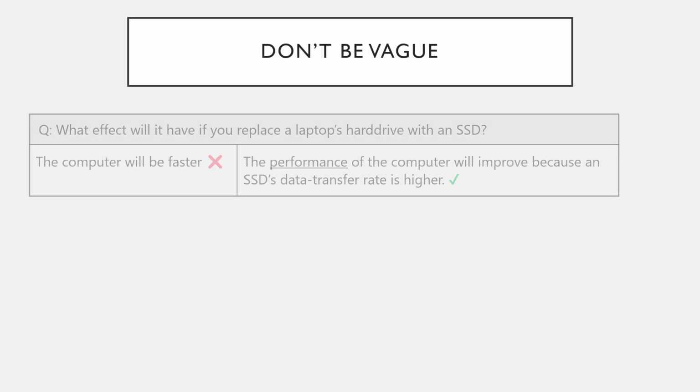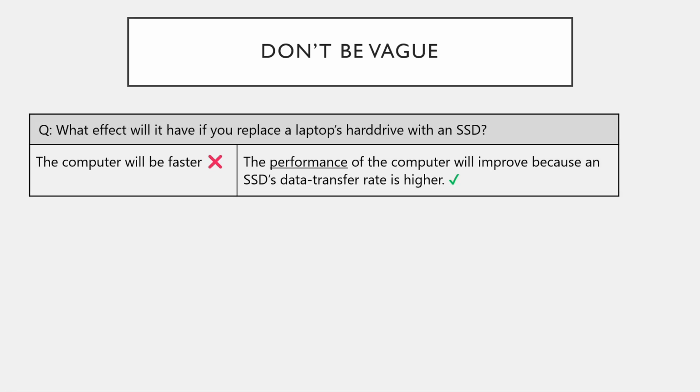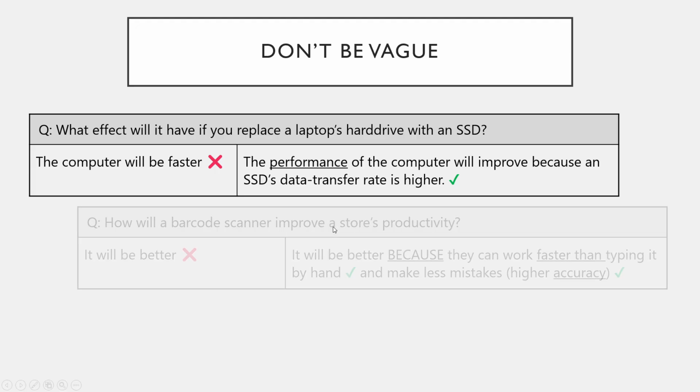Don't be vague. So here's a question. What effect will it have if you replace a laptop's hard drive with an SSD? Do you see how this keeps coming up? Right? We can't just say, well, the computer will be faster. No, the performance of the computer will improve because an SSD's data transfer rate is higher, or the speed at which data is transferred with an SSD as opposed to a normal hard drive is higher, or it's faster. Right? Have I backed up what I'm saying? Yes. So that's how you end up getting the mark. This is why we're saying you need to be specific.